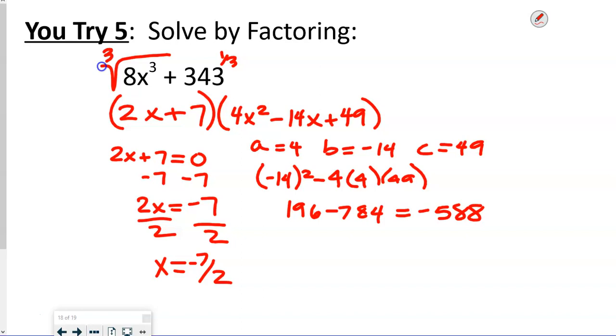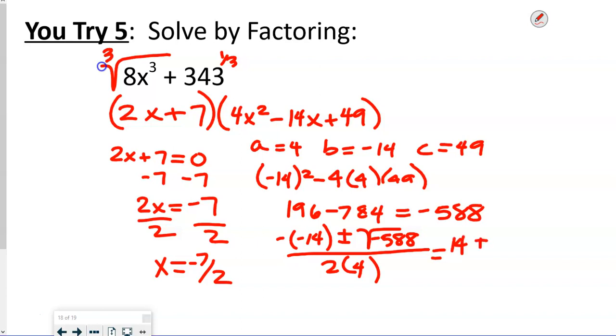So we're going to go negative b, negative negative 14, plus or minus the square root of negative 588 divided by 2 times 4. All right, so that's going to give me 14 plus or minus, and I'm going to go ahead and factor this, negative 1, and it had 196 times 3. And 196 is a perfect square, y'all. And then we're going to divide that by 8.